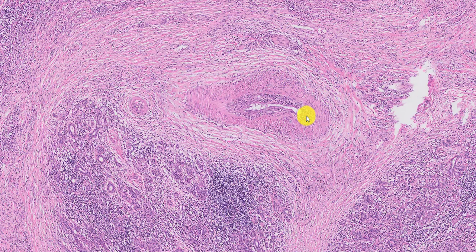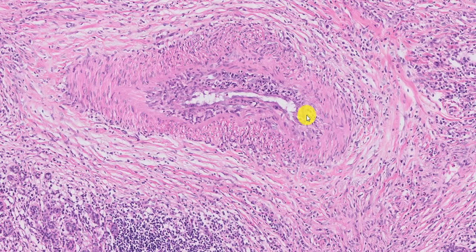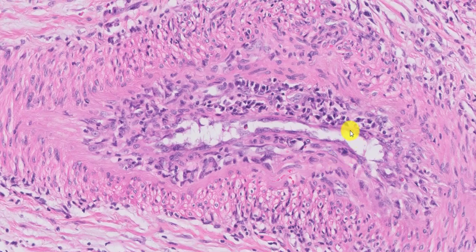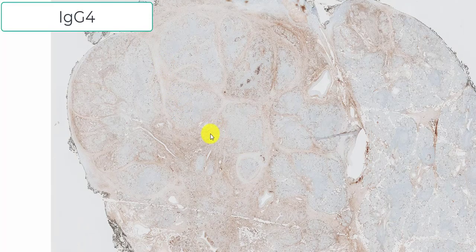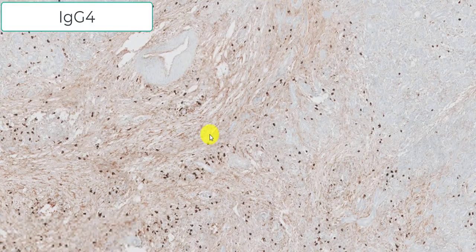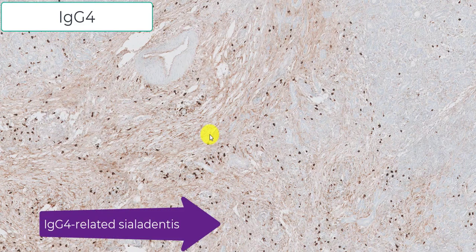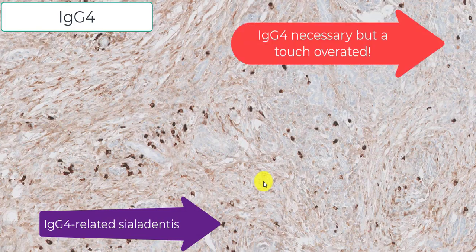In fact, this particular case has a bonus, and the bonus is that there's inflammation in an arterial channel. This is obliterative arteritis. And I know you've been dying to see the IgG4 stain. I'll tell you a couple of things. One is that increase is great. You do need increased numbers of IgG4 positive plasma cells, greater than 100 per high power field, but do not entirely rely on the presence of elevated IgG4 positive plasma cells.